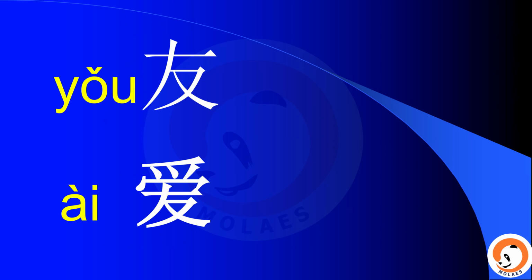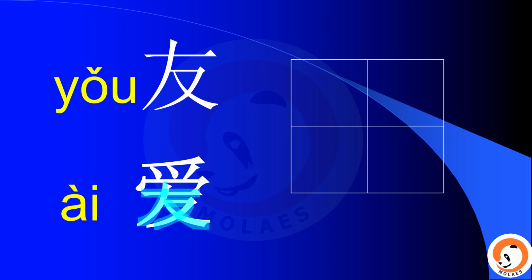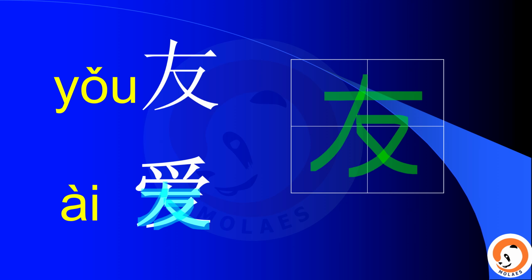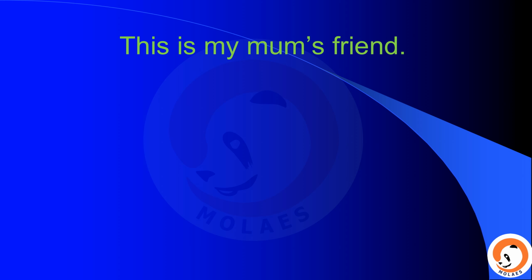The other character I'd like you to look at is 友. We just learned 朋友, friend. 友. And this character is 爱, love. Let's see the bottom side. Is that the same as 友? This is how we write it. 1, 2, 3, 4. 友, friend. Now, let's work together how to say these sentences.